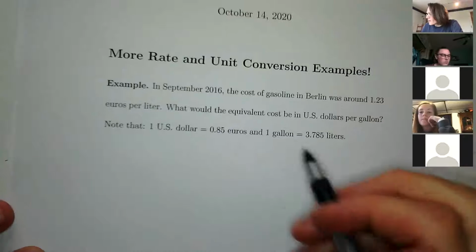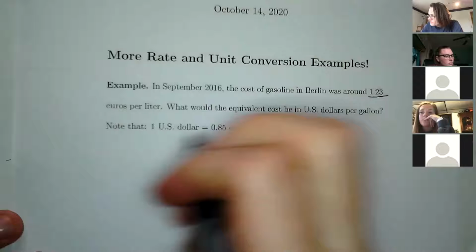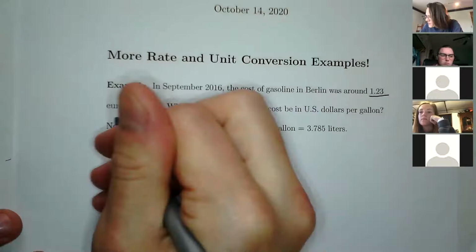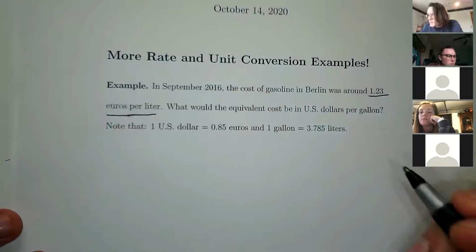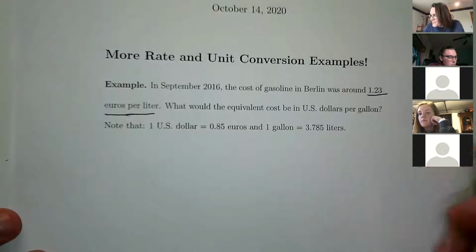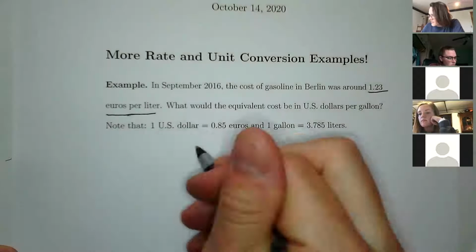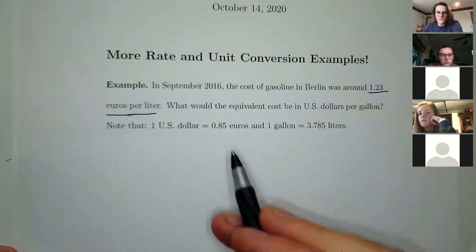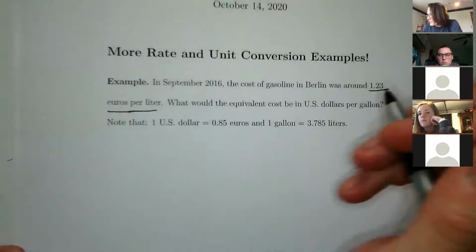Let's see. So the cost of gas in Berlin was around €1 and 23 cents per liter. I think we ended class with one like this Thursday, and Thursday seems like an infinity ago. What would the equivalent cost be in US dollars per gallon? So we're going from euros per liter to dollars per gallon, and I give you the conversions here. The dollars and euros rate changes every time, so if you look at some conversion charts, it might be different, but it's all the same.